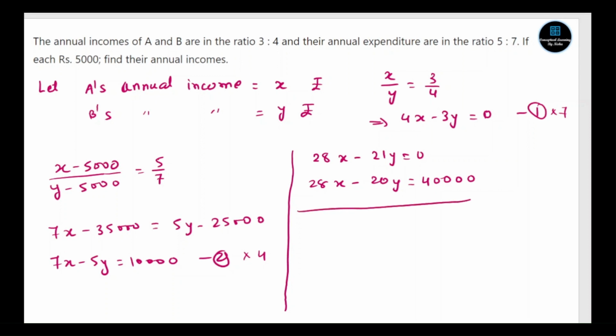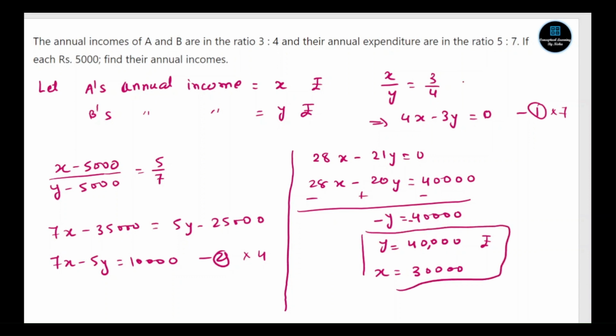And now when I eliminate, I'll get negative y equals 40,000. So negative y equals 40,000, so y equals 40,000. So B's income is 40,000 rupees, right? And by putting this into any of the equations, I'll get x equals 30,000, right? Or you can simply put it in this ratio to get your answer very quickly. So we got the annual incomes of both A and B. I hope you understand this.